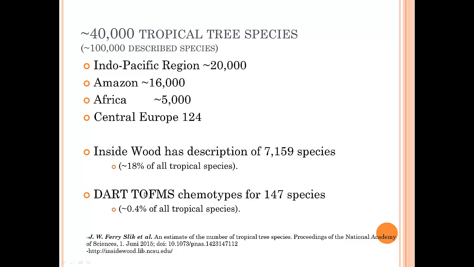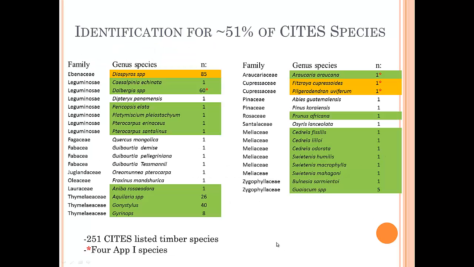What do we have from DART TOFMS chemotypes? Well, we only have 147 species to date, and that is a very modest 0.4% of all tropical species known. But if we look at the data slightly differently, let me explain this graph.